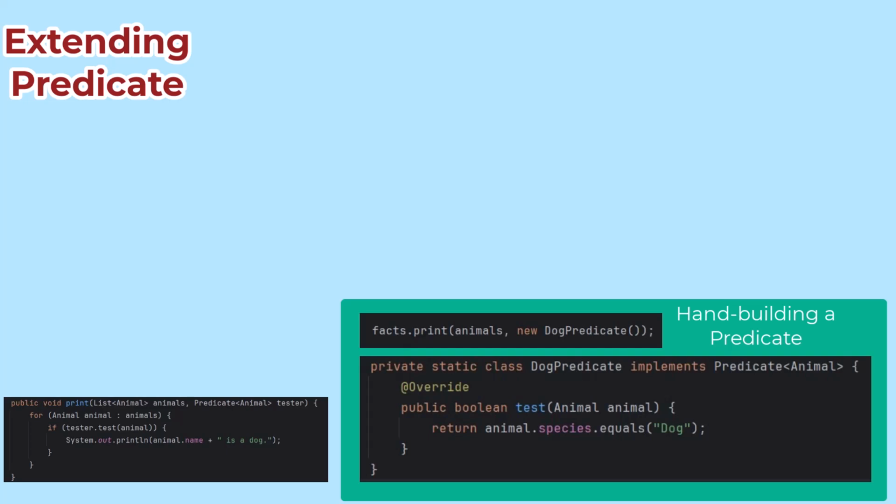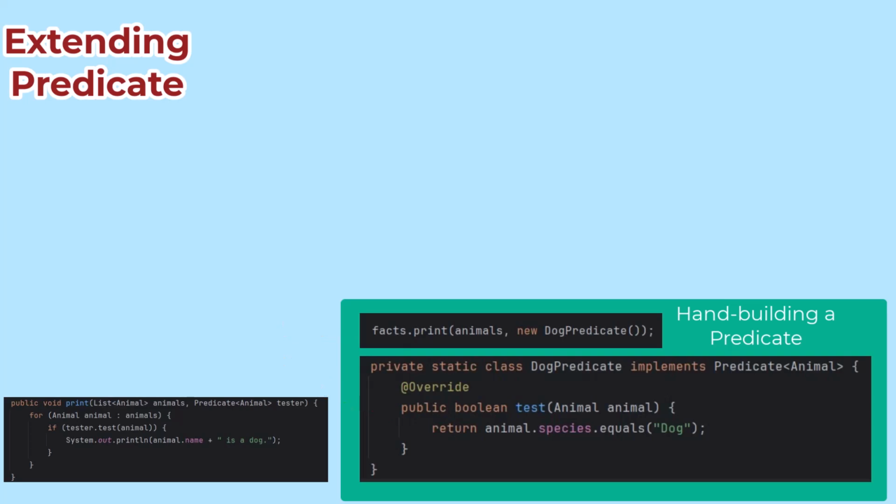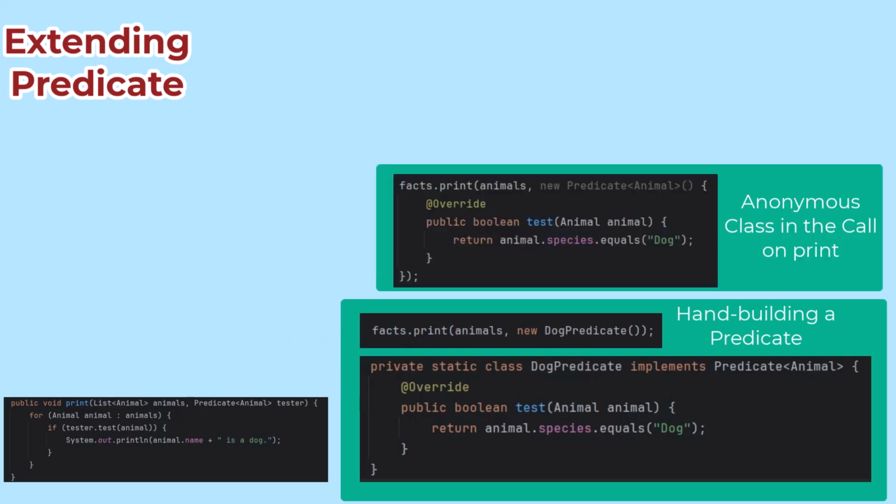But building a whole class, even if it's private, is pretty cumbersome. And it puts our condition far away from the code that's using it, which isn't very readable. So let's build that as an anonymous class right where we need it. This syntax creates a class that has no name. That's why they're called anonymous classes. But we know that it extends predicate of animal.